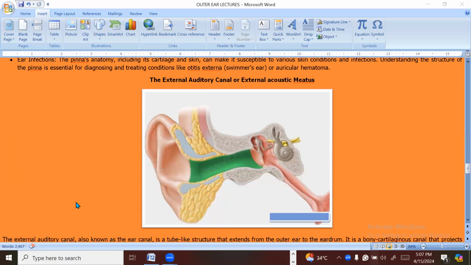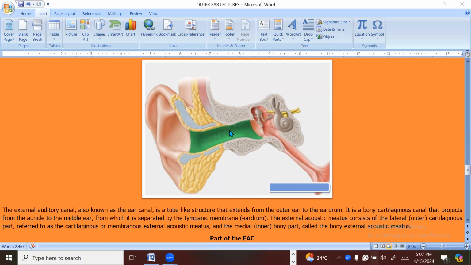Now let's look at another structure of the ear known as the external auditory canal or external acoustic meatus. This is the external auditory canal, the green part. It starts here. It has 2 regions, the membranous and the bony. This is the bone. You can feel the bone here. This is the bony part of it, and it's not straight.